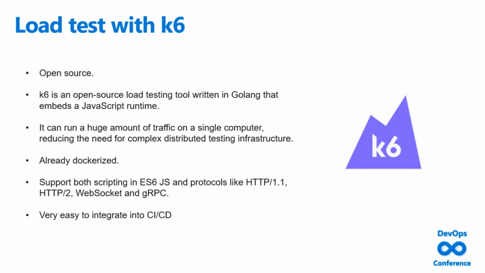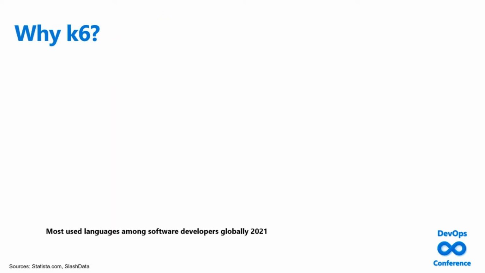Last but not least, in June 2021, K6 became part of Grafana Labs, which offers flexible metrics, storage, and visualization. So why K6? Why are we here today talking about K6? As I mentioned, there are many load testing tools out there, for example JMeter, Locust, Feeder, Grinder, Gatling. The list is very, very long.